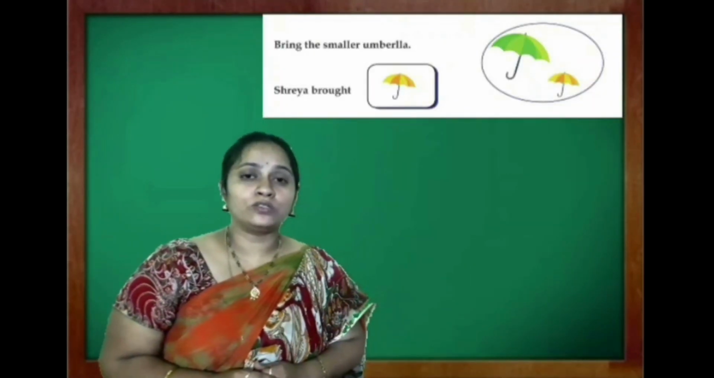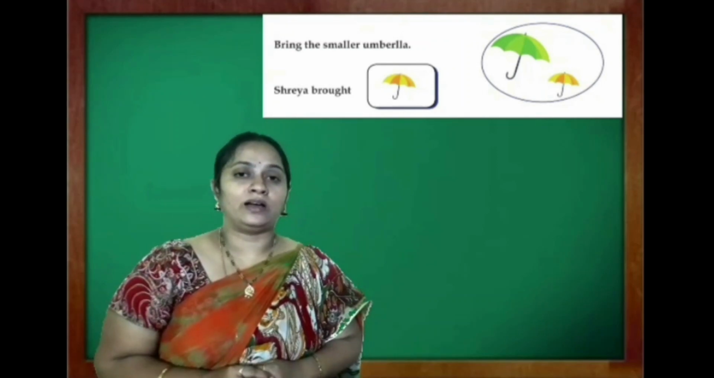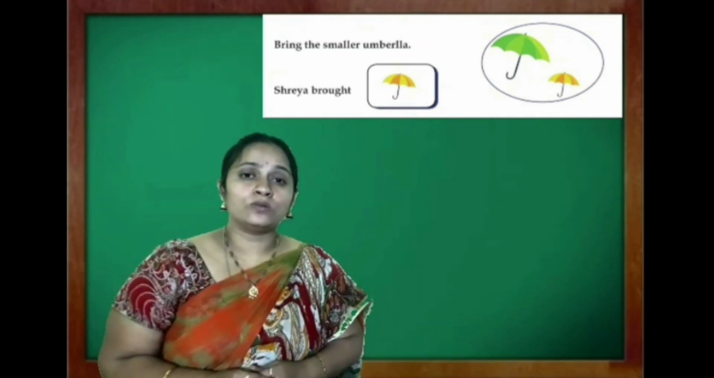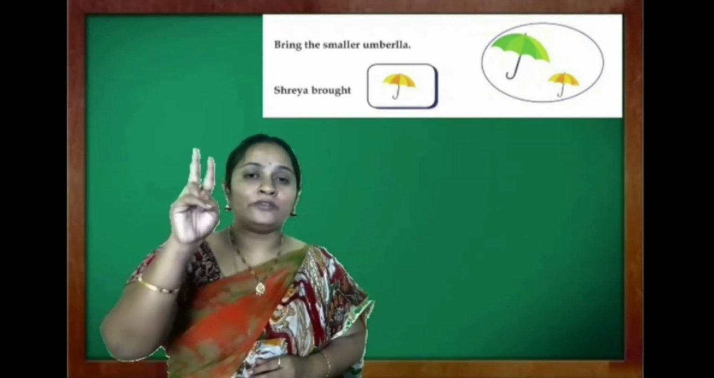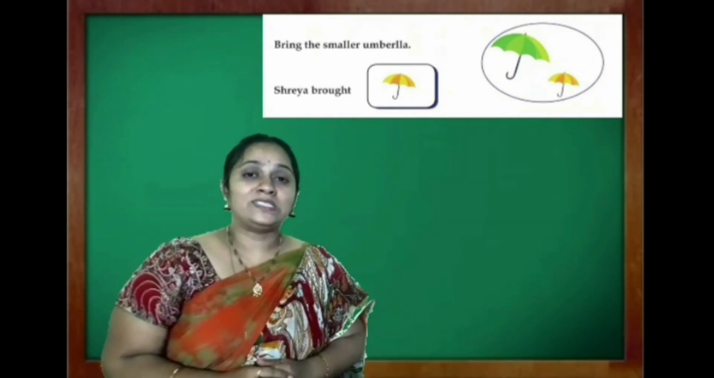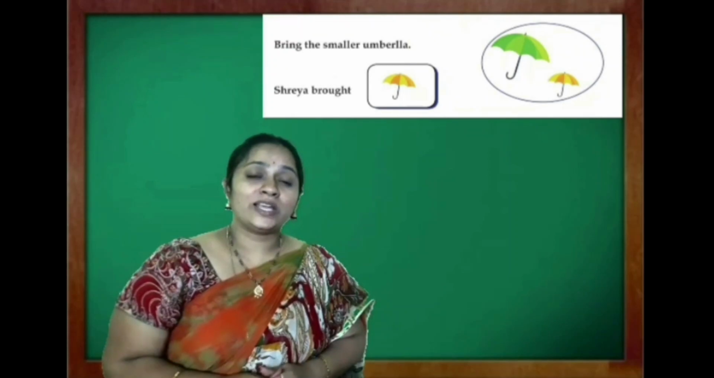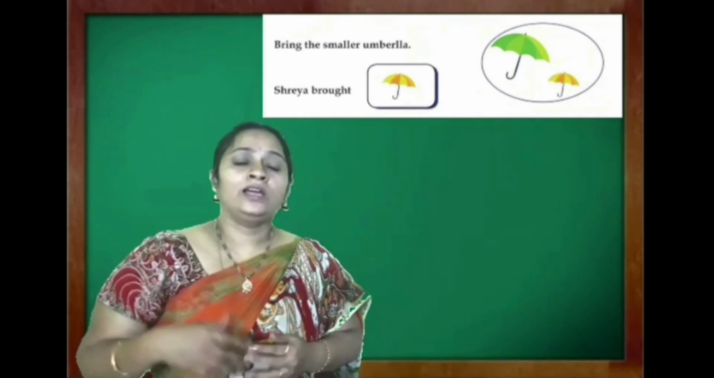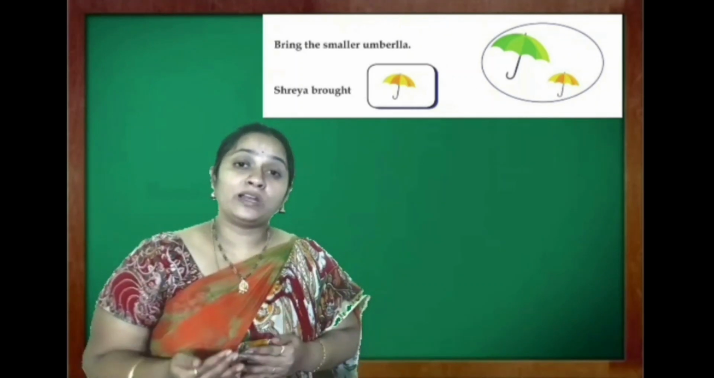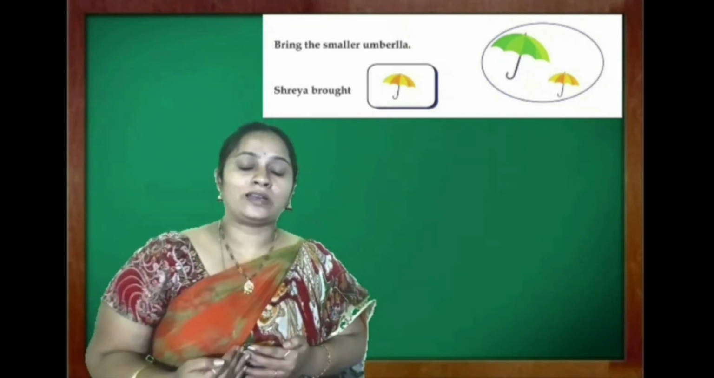Shriya went to her house to bring a smaller umbrella. But in Shriya's house, there are two umbrellas. One is in green color and one is in yellow color. By seeing the two umbrellas, Shriya can understand that a yellow umbrella is smaller than green umbrella. Green umbrella is bigger than yellow umbrella.